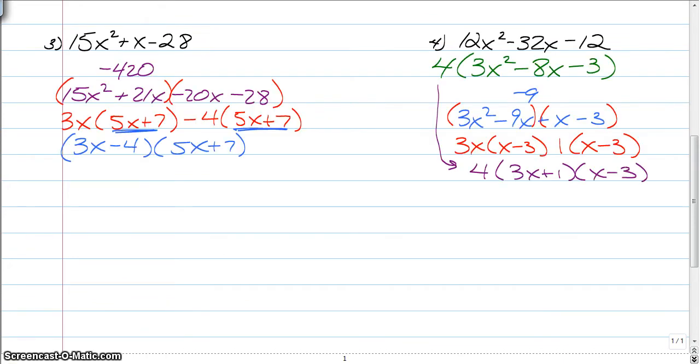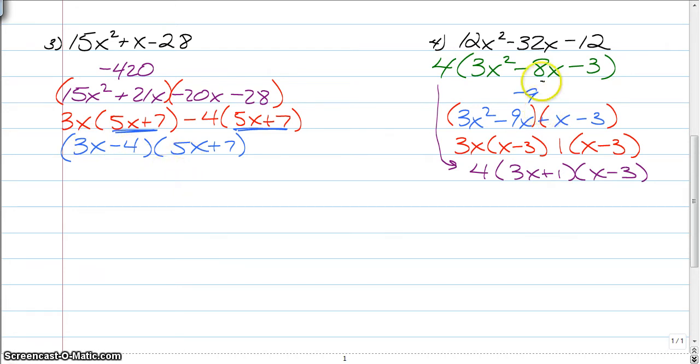So let's see if you got these right. This one, you got negative 420, which will split to 21 and negative 20. So then you just take out your GCFs after you group. You should have a final answer of 3x minus 4 and 5x plus 7.